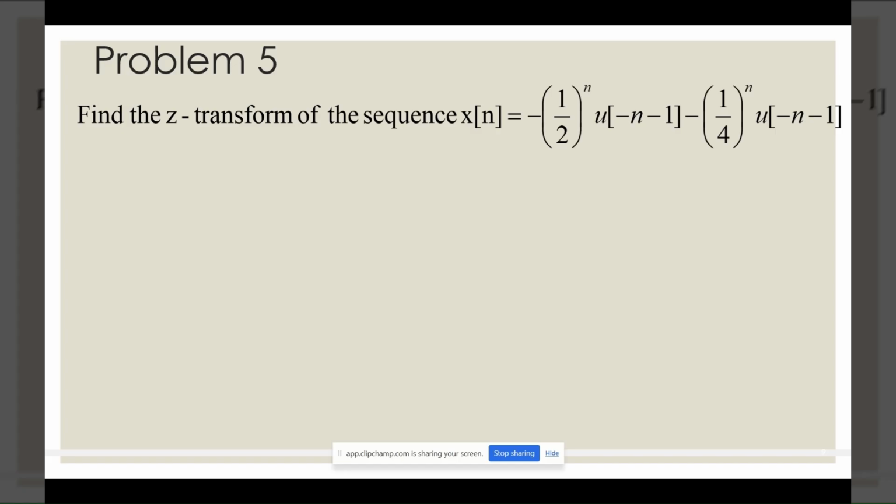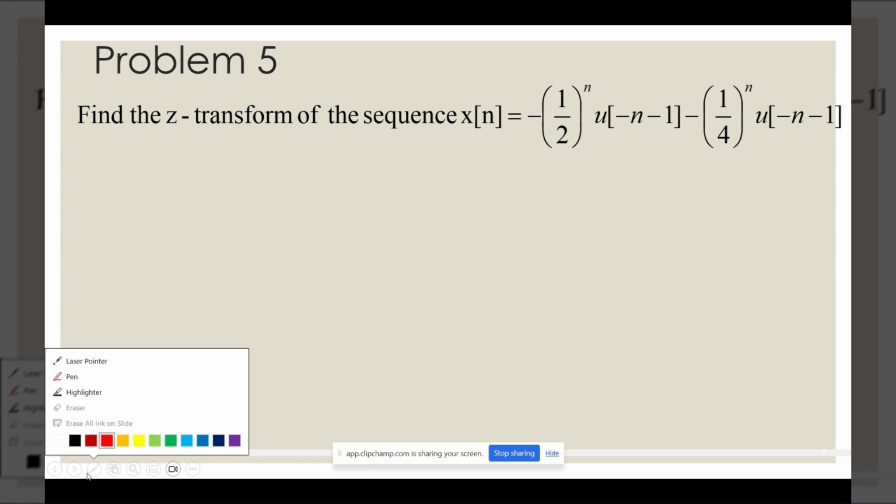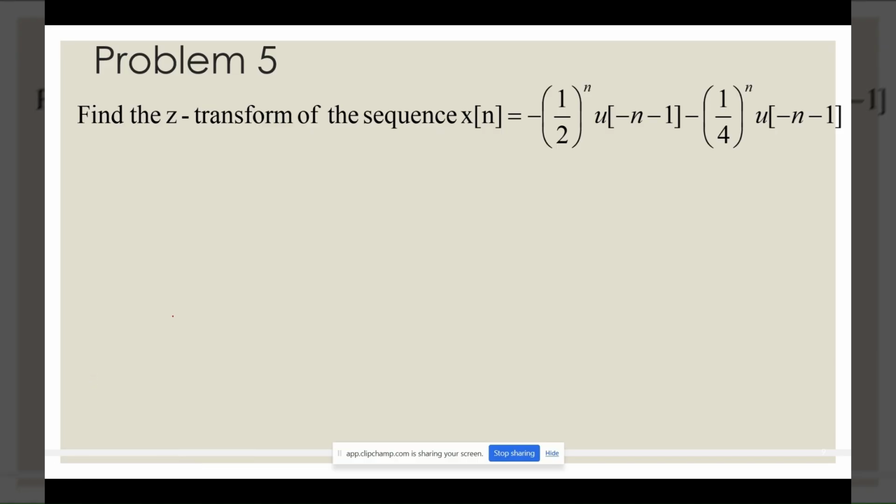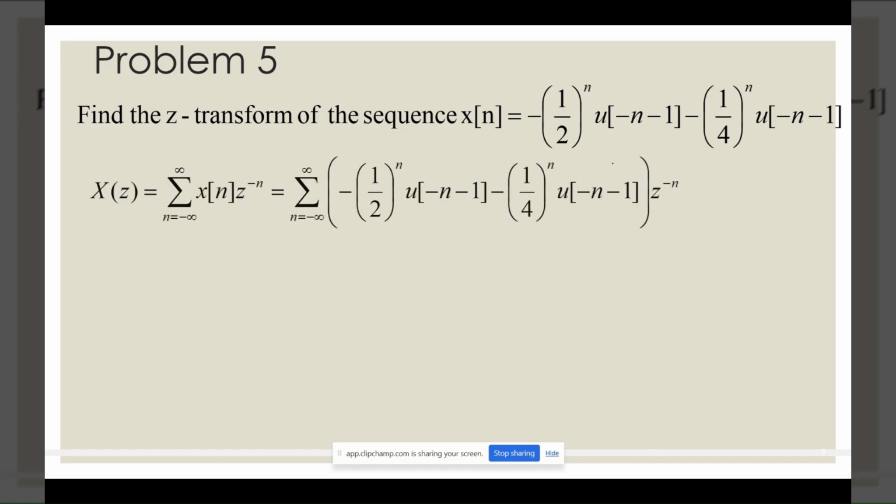The first one is to find the Z transform of the sequence x of n is equal to minus the 1 by 2 the whole power n u of minus n minus 1 minus 1 by 4 the whole power n u of minus n minus 1. Both these are in the negative region. We know the Z transform formula is the sum from minus infinity to infinity of x of n z power minus n. So on substituting the value of x of n directly, we'll get the expression like this.